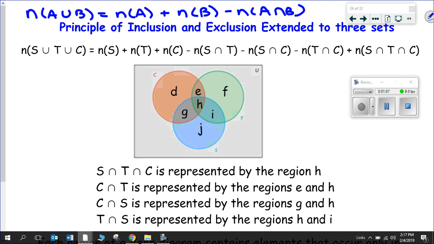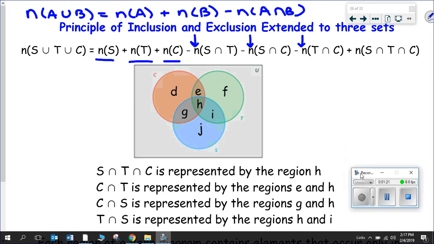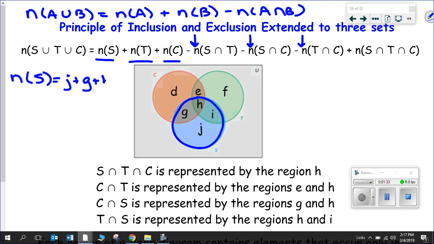So when you have three sets, it is a very similar formula. We take all three of those sets and add them up, and then we do some subtraction of the overlaps. But something strange happens at the end, and I'm going to quickly illustrate why. So if I look at the number of elements that are in set S, this blue one, it is all the elements there. J plus G plus H plus I.